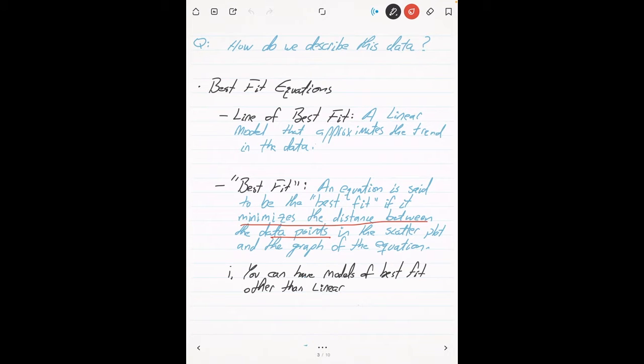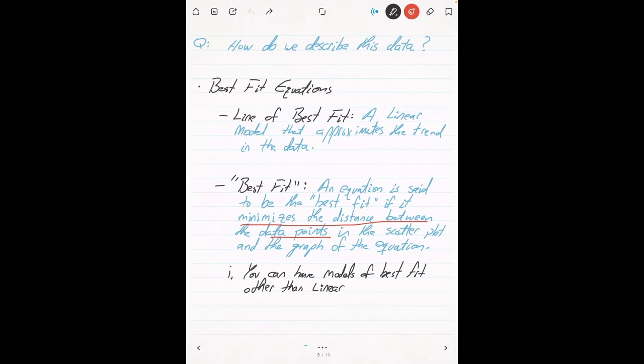What we try to do with scatter plots is we want to fit an equation that best represents the data, okay? We're dealing with approximations here, and we're coming up with what are called best fit equations. The most common type you'll see is the line of best fit. The line of best fit is a linear model or a linear equation that approximates the trend in the data. It's not a line that connects all of the points. Rather, it's a line that best estimates and best describes the trend that you're seeing in the data.